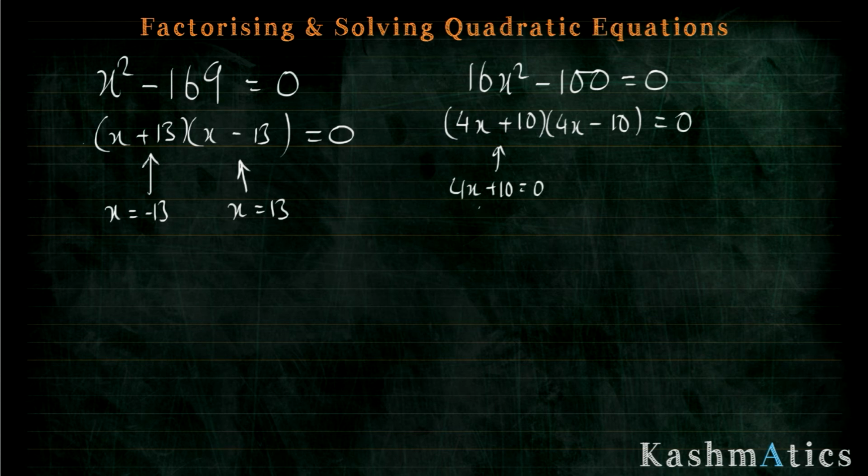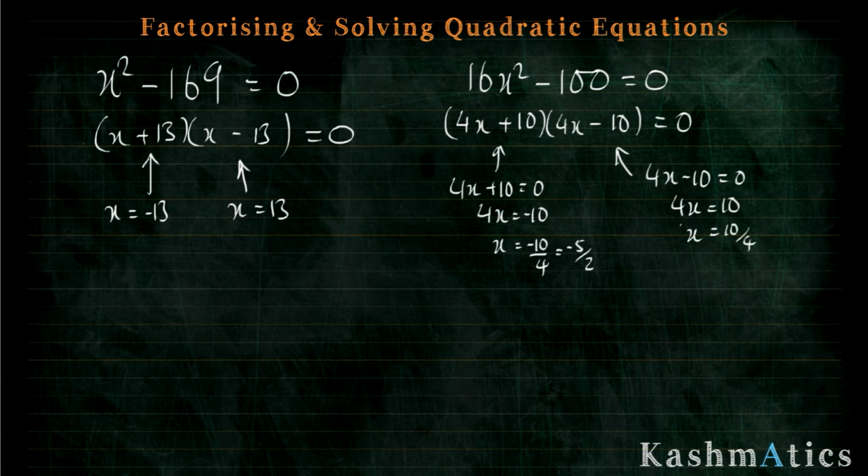And if I subtract 10, I get 4x equals minus 10, and x equals minus 10 over 4. And I can divide both of those by 2 to simplify it, and I get minus 5 over 2. And from this one, 4x minus 10 equals 0, 4x equals 10, x equals 10 over 4, so very similar, which means x equals 5 over 2. So I hope that's made a bit of sense. Remember, you need to recognize it's a difference of two squares. Whatever you do, don't do it for the sum of two squares. That just doesn't work. It has to be the difference, so that has to be a minus sign.